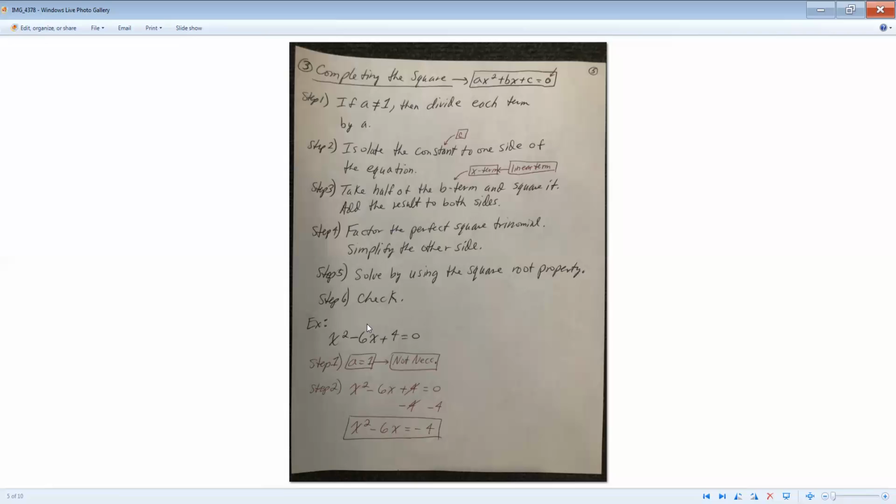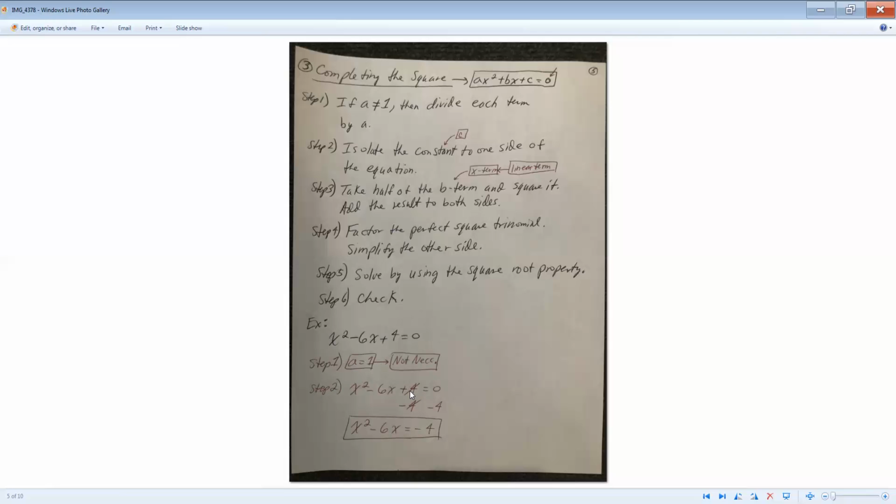So let's look at implementing these steps. X squared minus 6x plus 4 equal to 0. First thing, we recognize that a is equal to 1. That's what's in front of x squared, so we do not have to do step 1. It's not necessary. Step 2, isolate your constant.